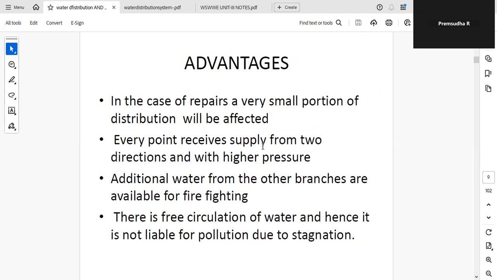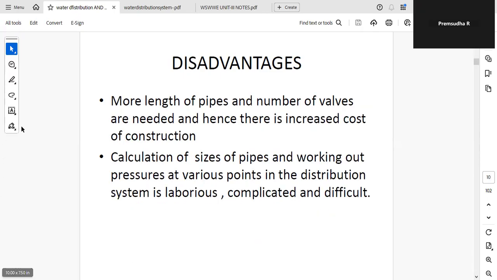Every point receives supply from two directions and with the higher pressure. Additional water from the other branches is available for firefighting. There is a free circulation of water, hence it is not liable to pollution due to stagnation. More length of pipes and number of valves are needed, hence there is increased cost of construction.